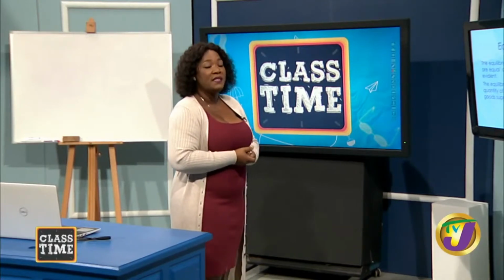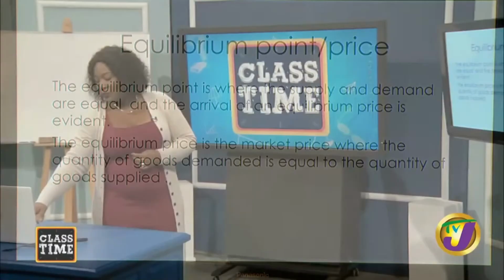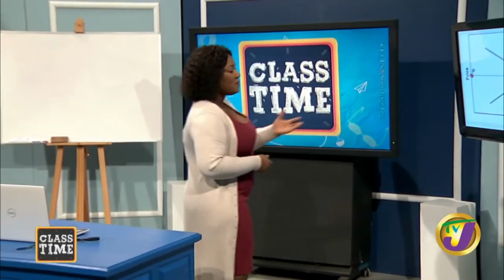The equilibrium point is where the supply and demand are equal, and they arrive at an equilibrium price. So we will have both supply and demand curves plotted together, and where both curves meet, we have what we call an equilibrium. The equilibrium price is the market price where the quantity of goods demanded is equal to the quantity of goods supplied.